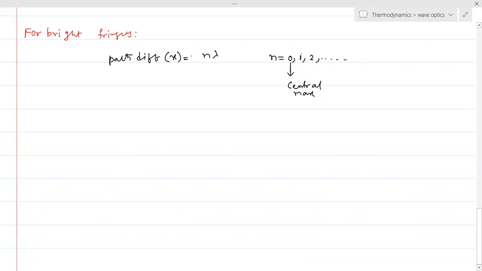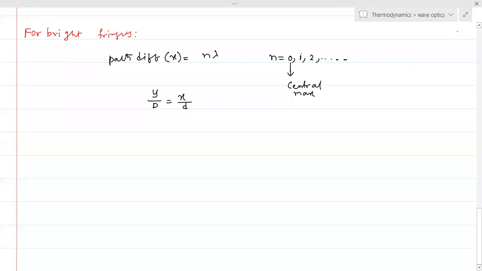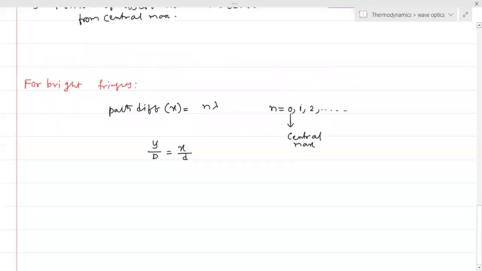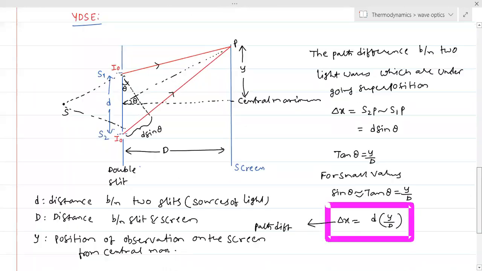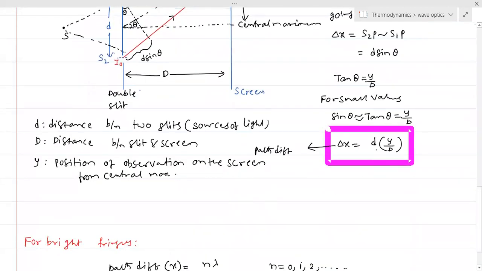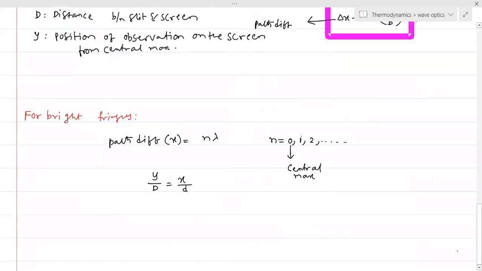So when the path difference is equal to n lambda, we take the desired equation we have just seen from YDSE, that is y by D is equal to x by d. This is a very famous, very popular equation.